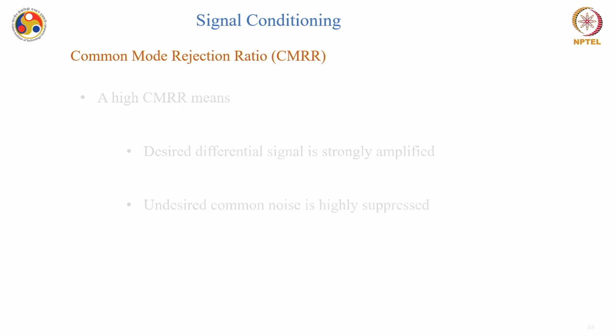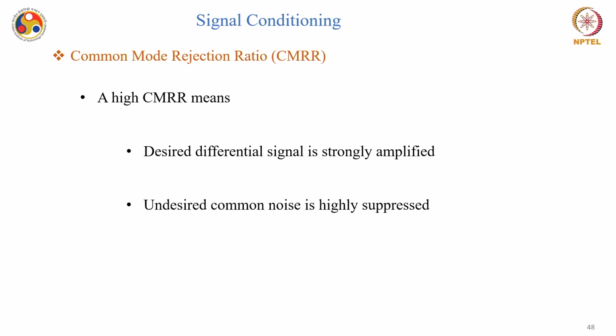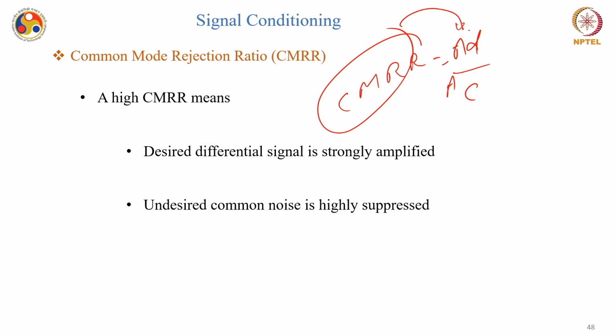by AC. So what does a high CMRR signify? It tells you that the desired differential signal is strongly amplified. Since CMRR is equal to AD by AC, a high CMRR does not only mean that AD is maximum, but also that AC is suppressed, or the common noise at both inputs is highly suppressed. So usually you want a CMRR to be very high.